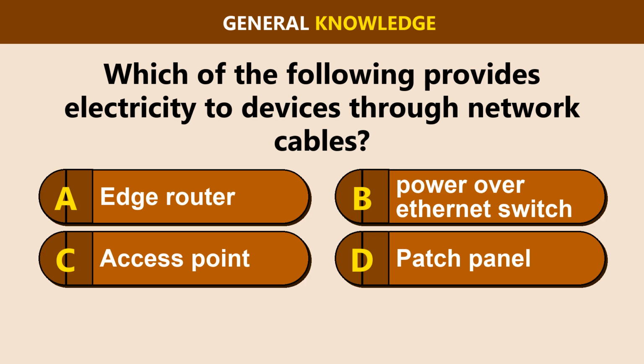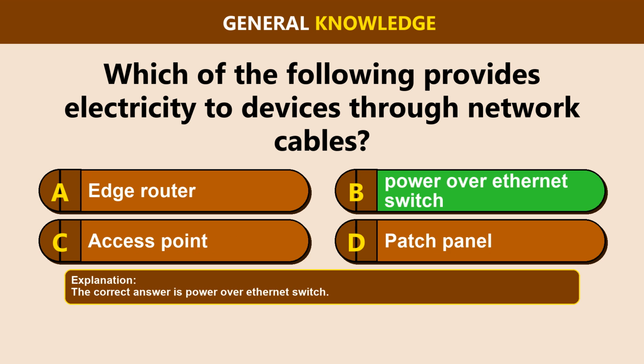Question 23. Which of the following provides electricity to devices through network cables? Option A, edge router. Option B, power over Ethernet switch. Option C, access point. Option D, patch panel. The correct answer is option B, power over Ethernet switch.